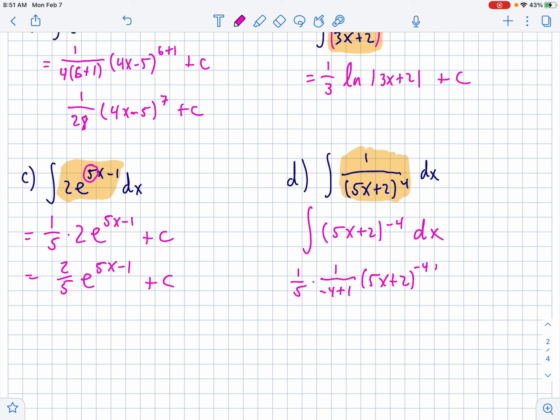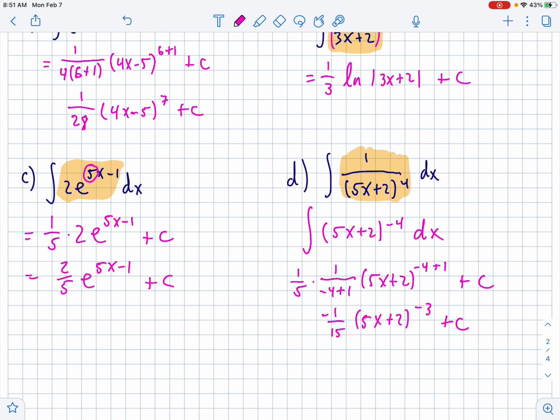Kind of didn't really fix it. Let's get it right this time. Negative 4 plus 1 plus c. So let's see. That's negative 3. I think this is negative 1/15 times 5x plus 2 to the negative 3rd plus c.